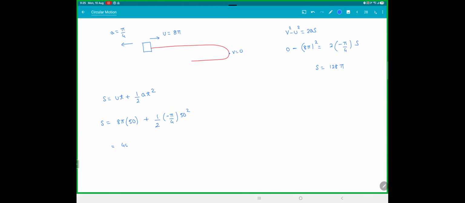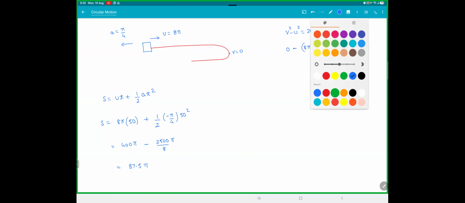This would be 400 pi minus 2500 pi by 8, 32,032. This thing is 700 by 8, 350 by 4, 175 by 2, 87.5 pi. This is your displacement.